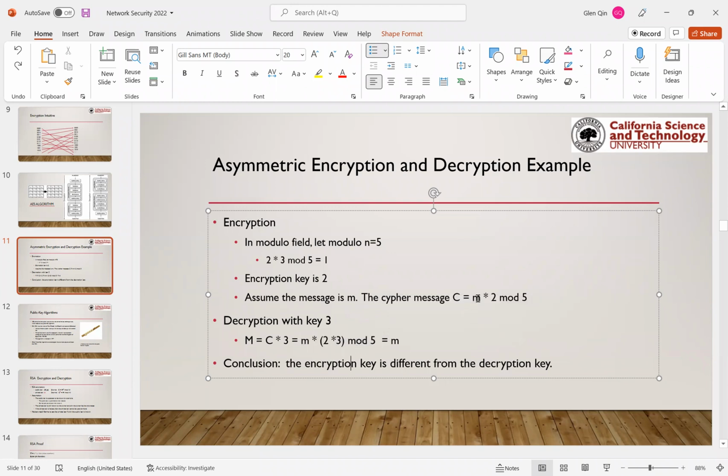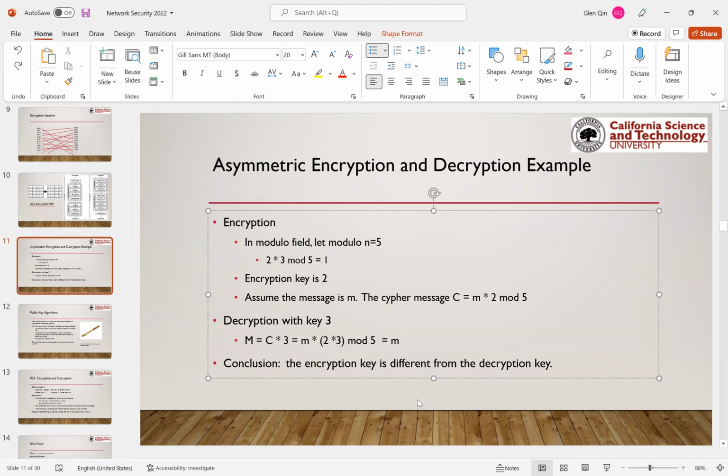My M times 2 mod 5. Now it's M times 2, then times 3, which is my key. So 2 times 3 is 6, and 6 mod 5 is 1. Now I got the message back. So what does that mean? I encrypt with a 2, and I decrypt with a 3, and I got the message back.